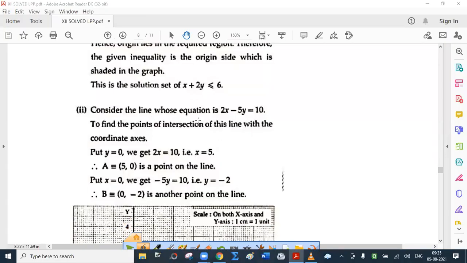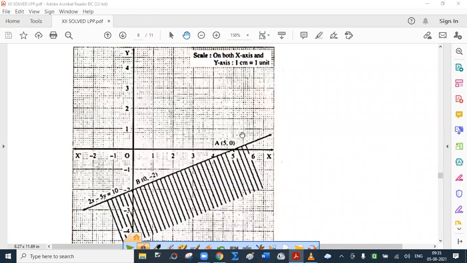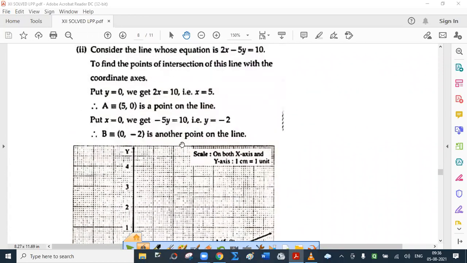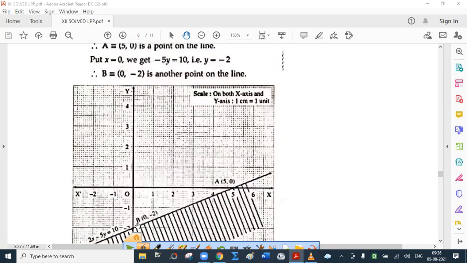Second, consider the line whose equation is 2x − 5y = 10. This is the line. How to draw that? In fact, can we write this in double intercept form? x/5 + y/(−2) = 1. So (5, 0) and (0, −2) lie on the line.